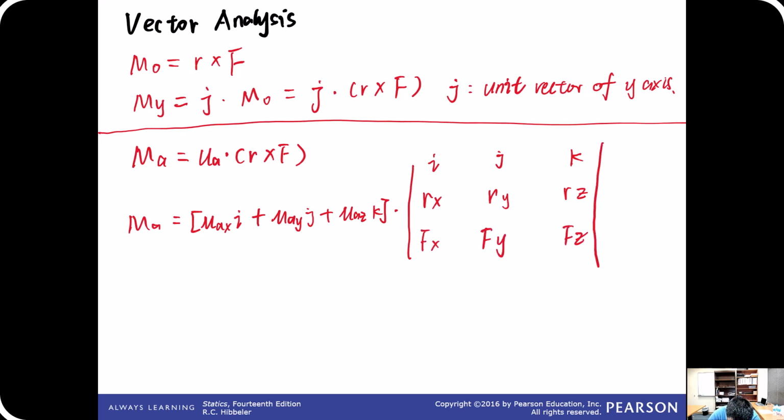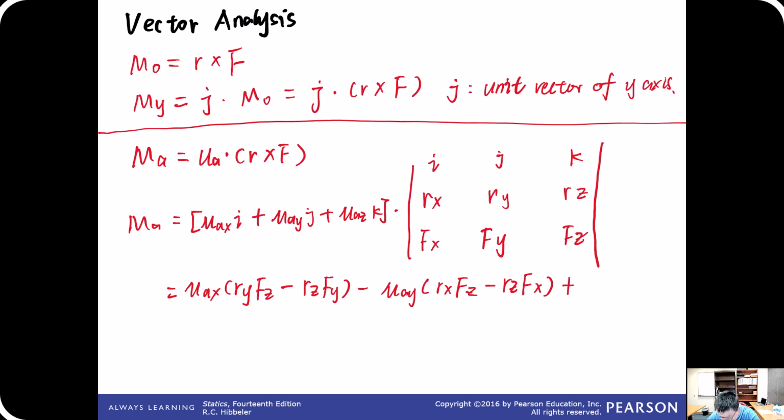So the equation will become uax times (ry fz minus rz fy), minus uay times (rx fz minus rz fx), plus uaz times (rx fy minus ry fx). Okay, that's the equation.